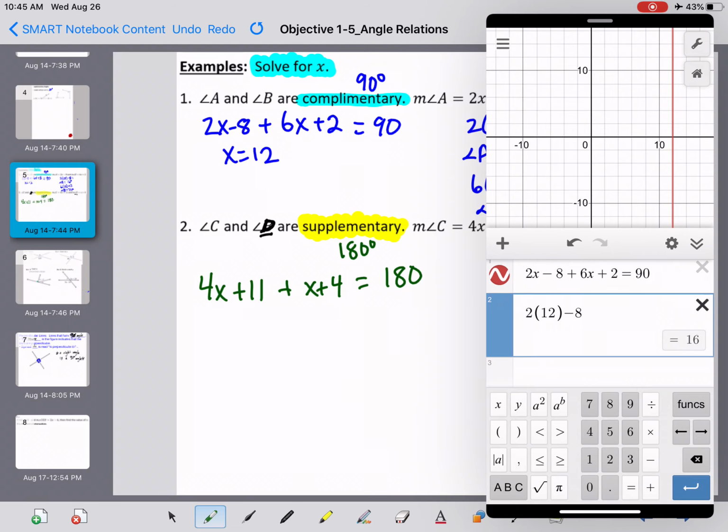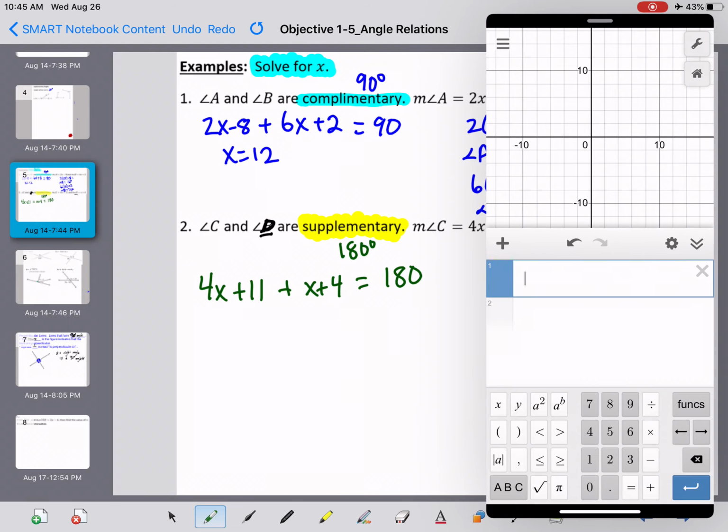Get my Desi out. That's what I've nicknamed my Desmos calculator, is Little Desi. I think he likes to be called that.